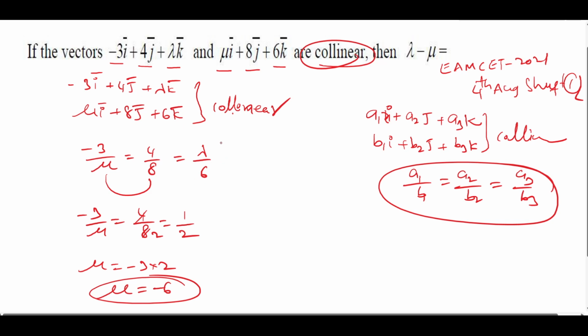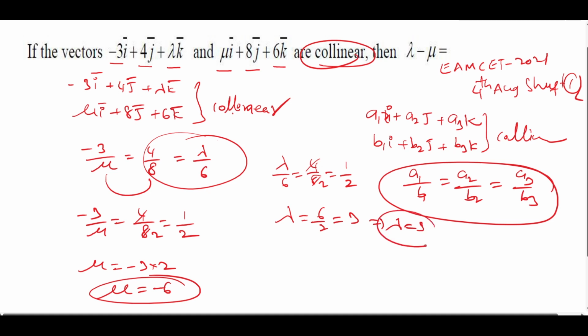And equating these two, 4 by 8 is equal to lambda by 6. That is lambda by 6 is equal to 4 by 8. Two times cancelled, that is equal to 1 by 2. Lambda is equal to 6 by 2, that is equal to 3. So lambda value is 3.